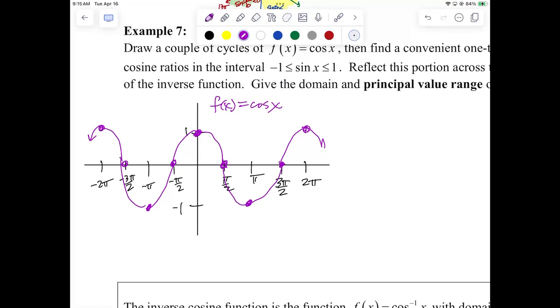Cosine is, of course, a function. It passes the vertical line test. But is it a 1-to-1 function? No, because it fails the horizontal line test. So it is not a 1-to-1 function. So if we want to talk about the inverse cosine function, where there can be only one output per input, we need to make this a 1-to-1. In other words, we need to restrict the domain like we did for sine.